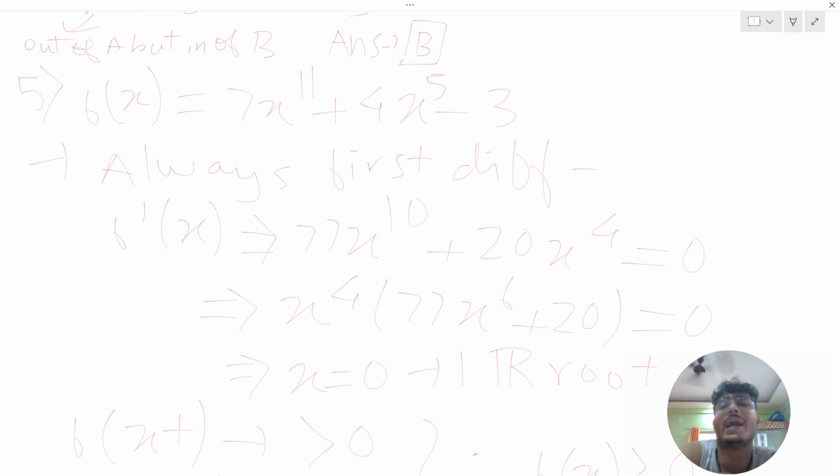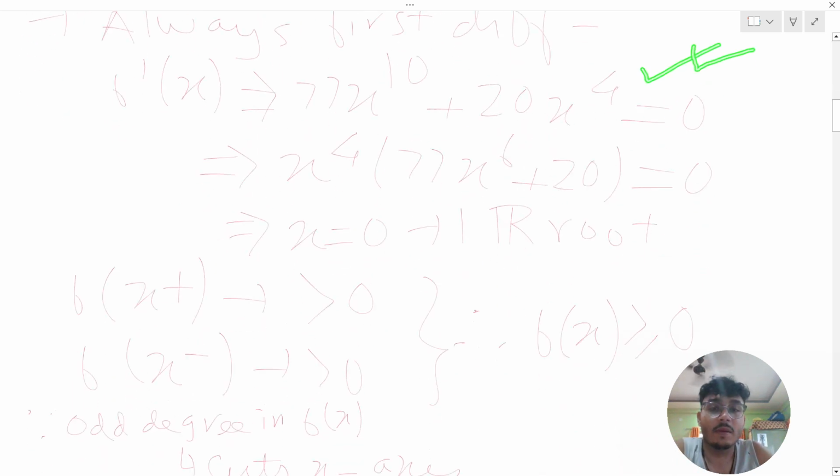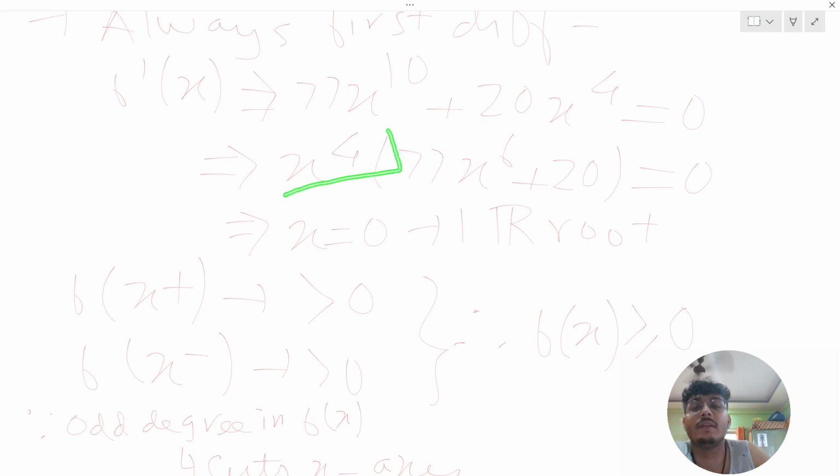Whenever you need to carry out the maximization or minimization of a function, our first step would be to take out the first derivative of the function. So my f dash x is basically 77x to the power 10 plus 20x to the power 4 equals 0. Again, as a novice, when you are factorizing this, you need to take x to the power 4 common. So x to the power 4 into 77x to the power 6 plus 20 equals 0. That means one root is very easily visible, which is x to the power 4 equals 0 or x equals 0. We are getting a real root.